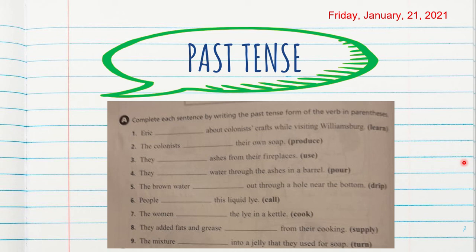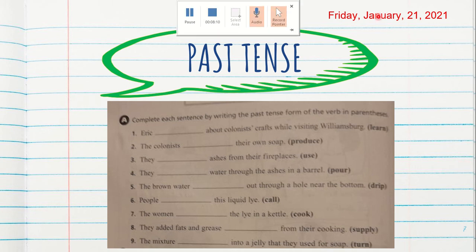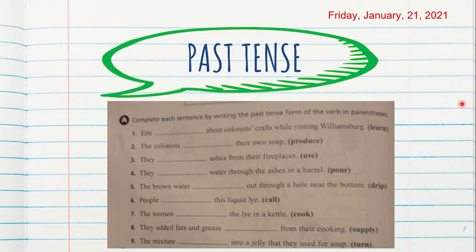The brown water blank out through a hole near the bottom. Drip. Think which rule you may use to write the past form. People blank this liquid lye, call, which is the rule you will follow with this verb. The woman blank the lye in a kettle. The verb is cook. Which rule will you follow?